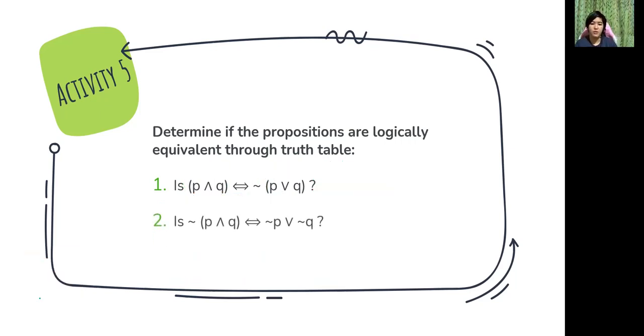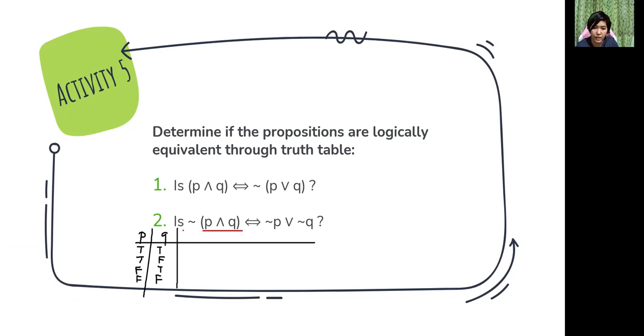Let's go with number two: is not P and Q logically equivalent to not P or not Q? Tingnan natin. Okay? So, just like what we did earlier, let's make truth tables for P and Q. True, true, false, false. Wait lang, let me change this, ha? Okay, ulit. True, true, false, false. And true, false, true, false. Okay. So, uunahin natin ay yung nasa loob ng parenthesis.